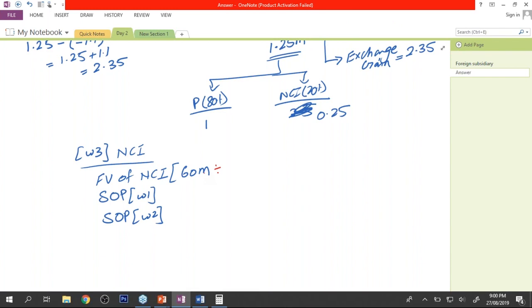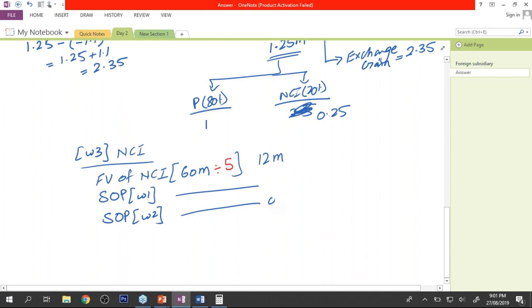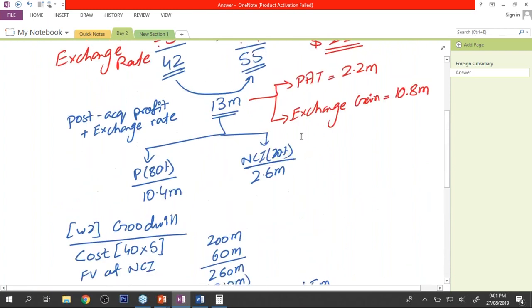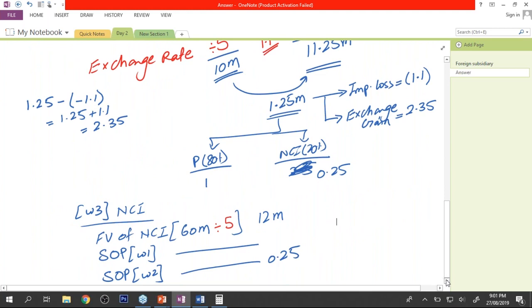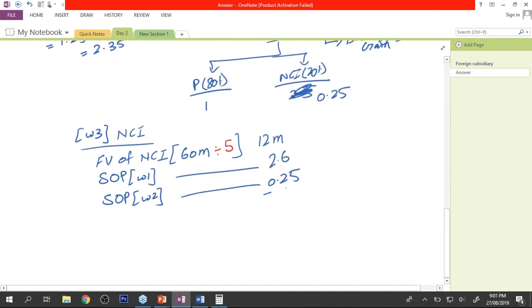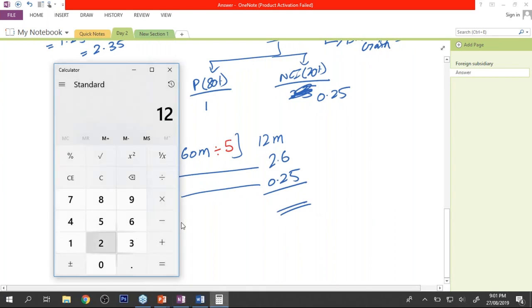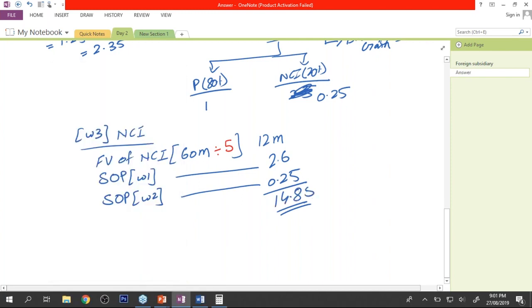Mohammed Saqib is saying 5, Ali Kani acquisition, everyone is saying acquisition almost. So yes, it will be divided by the rate at the date of acquisition, which was 5. So this is going to give us a value of 12 million, and NCI's share from working 2 is a positive 0.25, and NCI's share in working 1 was a positive 2.6. So if we add 12, 2.6 and 0.25, we are going to get 14.85.